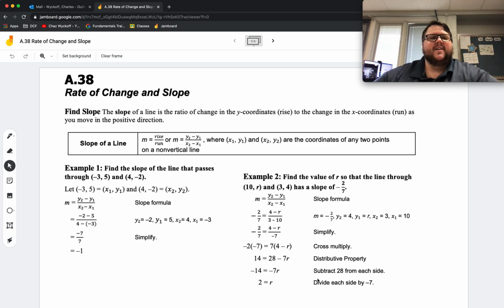Good morning, algebra, or good afternoon, whenever you're watching this. Today we're continuing with our rate of change in slope. We're going to find the slope given two coordinates today.